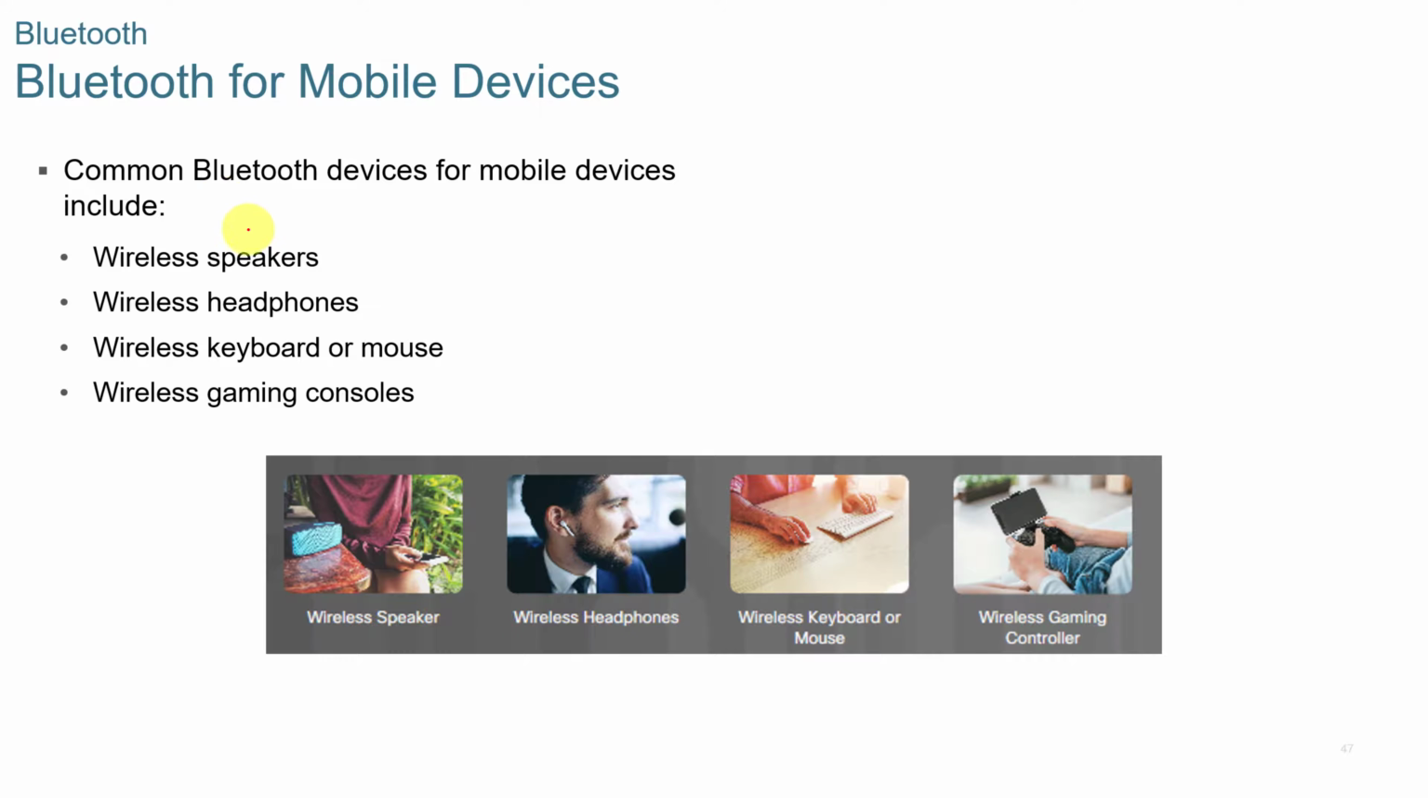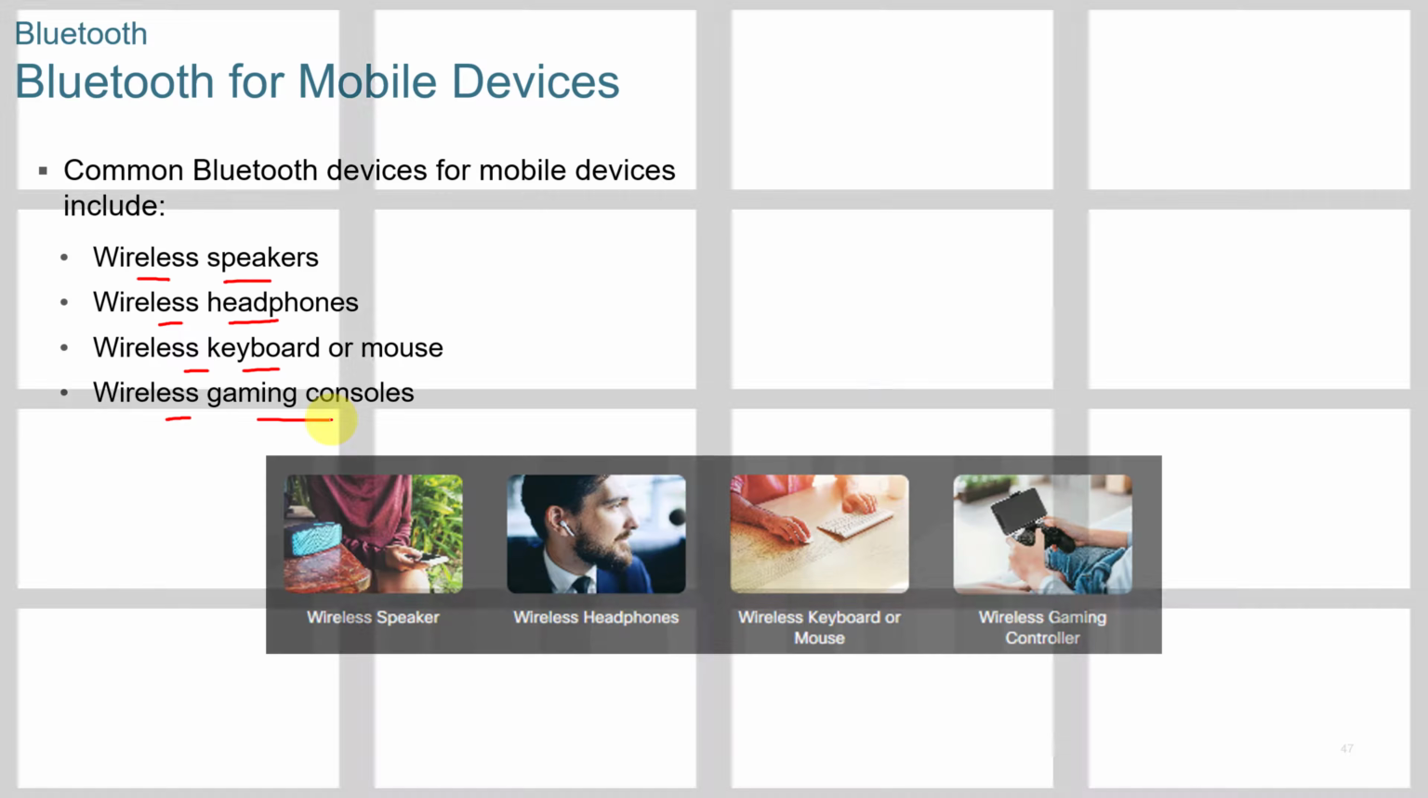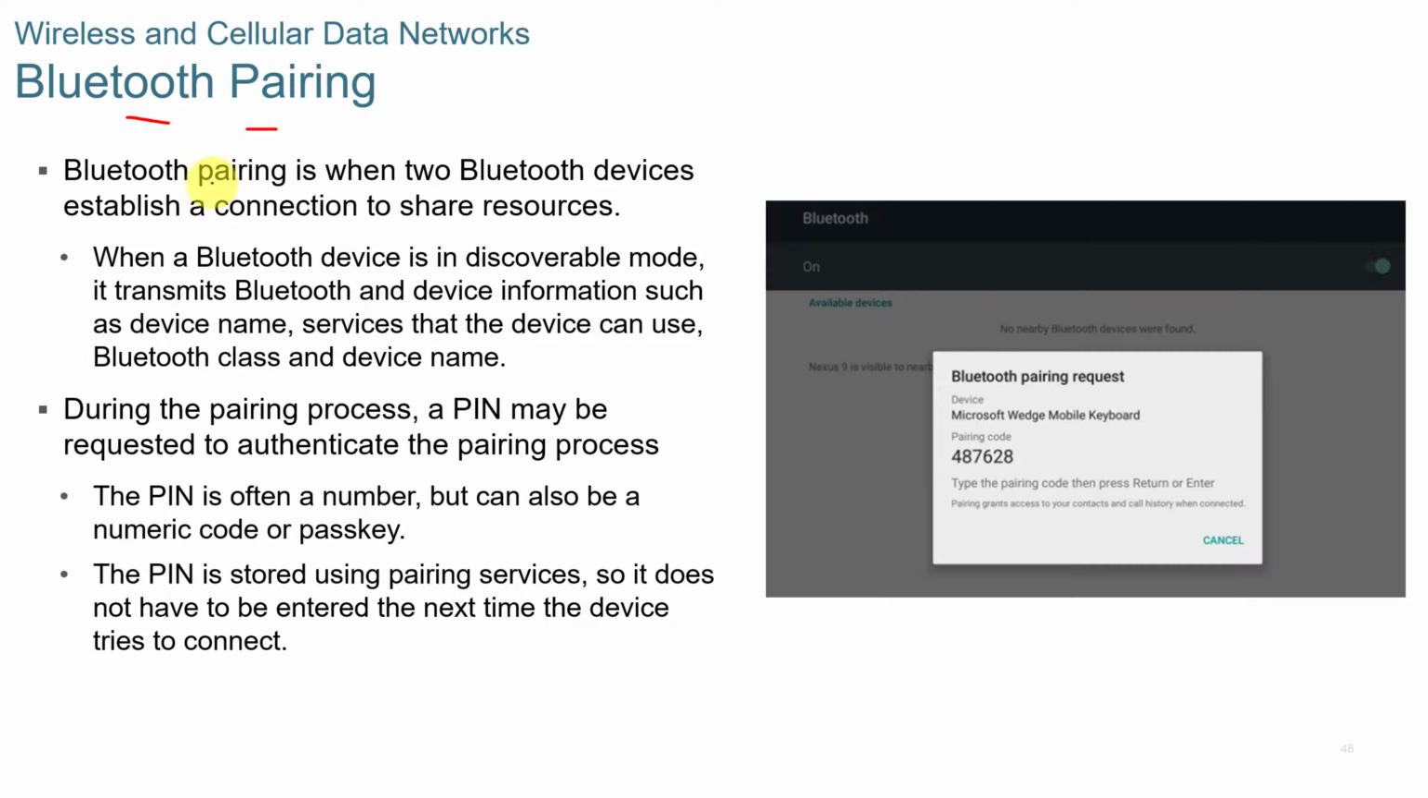Common uses for Bluetooth on mobile devices are wireless speakers, wireless headphones, wireless keyboards, or wireless gaming consoles, or even wireless gaming controllers. Bluetooth pairing is when two Bluetooth devices establish a connection to share resources. The device that you're connecting to will usually give you some type of PIN code that you have to acknowledge on your mobile device. So during that process, you may see that PIN, and then you put it in, and then you pair the two devices up, and then they should start working.